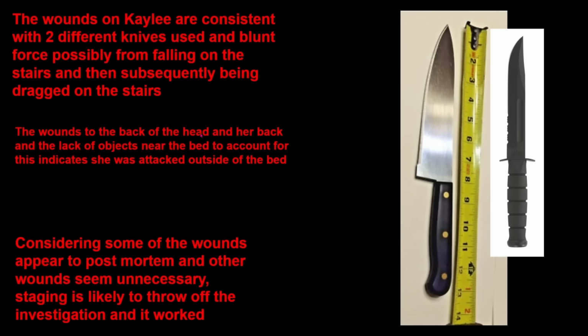The wounds to the back of the head and her back and the lack of objects near the bed to account for this indicate she was attacked outside of the bed. And considering some of the wounds appear to be post-mortem and other wounds seem unnecessary, staging is likely to throw off the investigation, and it worked, in my humble opinion. And the knives used that are consistent with the wounds on Kaylee are that same knife that I believe was used on Maddie and a K-bar with serrated edges.